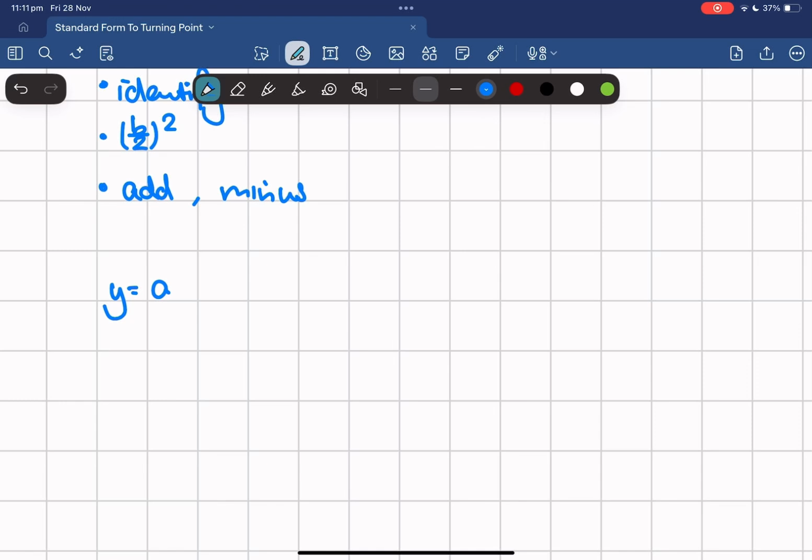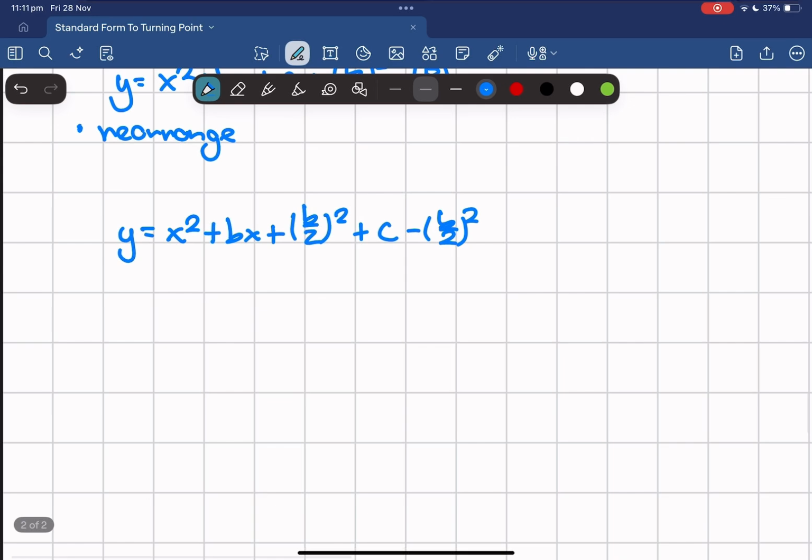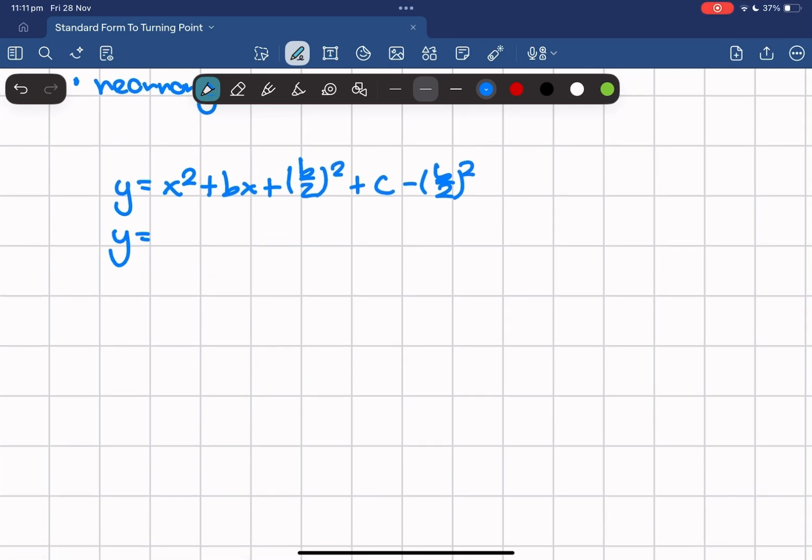So we've now got y is equal to x squared plus bx plus c plus (b on 2) all squared. Then we have to minus (b on 2) all squared. Now I'm going to rearrange. You don't need to do this, but it might make it clearer. So we've got x squared plus bx plus (b on 2) all squared, plus c minus (b on 2) all squared. Now we can write these first three terms as a perfect square: x plus (b on 2), all squared.